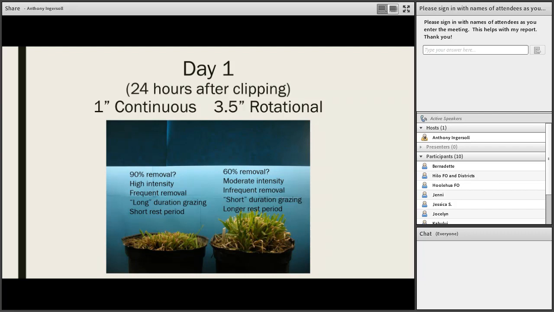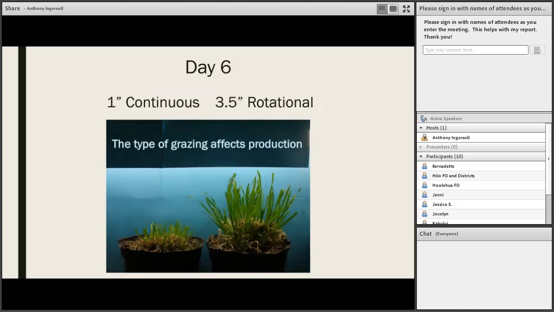It was more of a moderate intensity grazing scenario it was trying to model. More infrequent removal, once every 4 weeks, and short duration period. It was eaten once, and it had a nice long rest period. 6 days later, those plants are looking really different. And so the point for this is just to say that the type of grazing affects production and the time that's really needed for that plant to recover too. Anyway, I thought that was cool. I hope you did too.